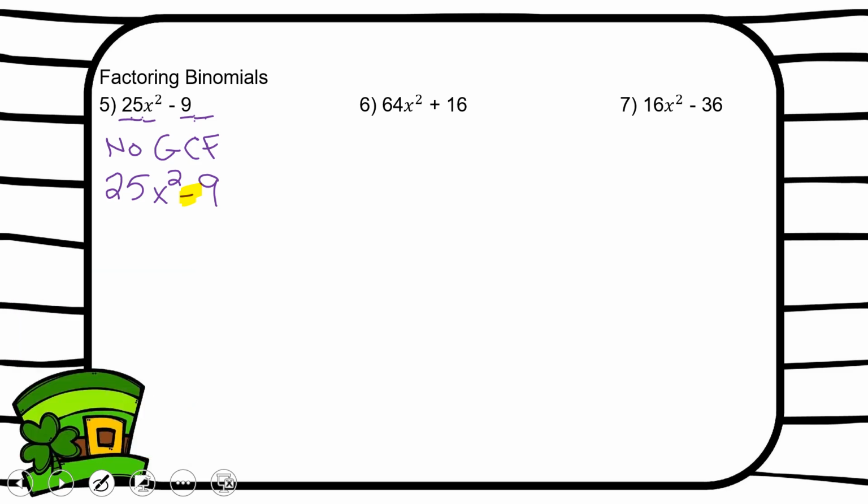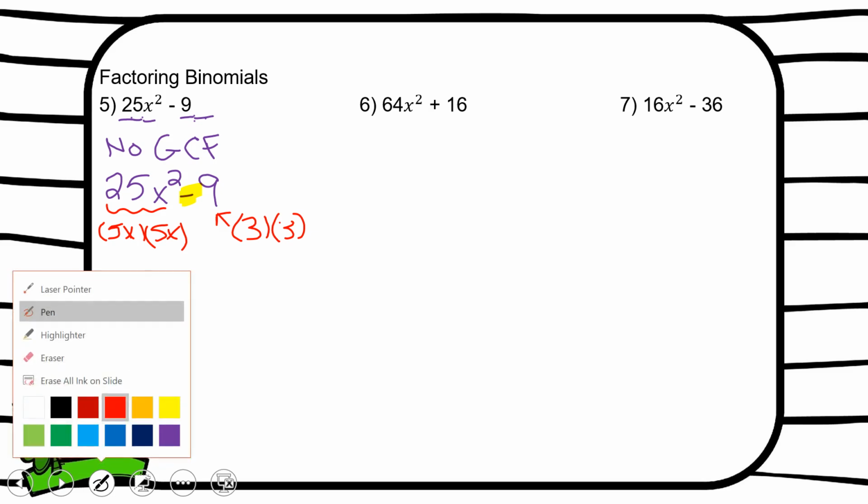Do we have perfect squares? 25x squared is 5x times 5x. 9 is 3 times 3. So we do have a difference of two squares.